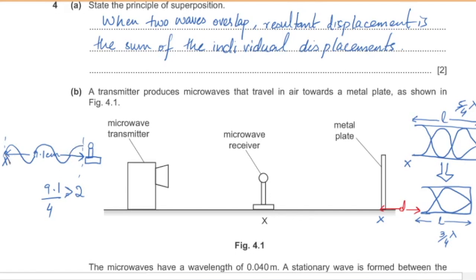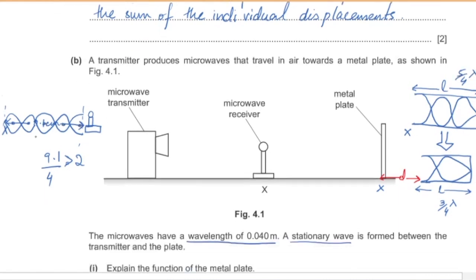So these 2 waves and some extra. A maximum intensity is at all the points that are at the highest amplitude. So 1, 2, 3, 4, and 5. So there are going to be 5 points where the amplitudes are the highest.